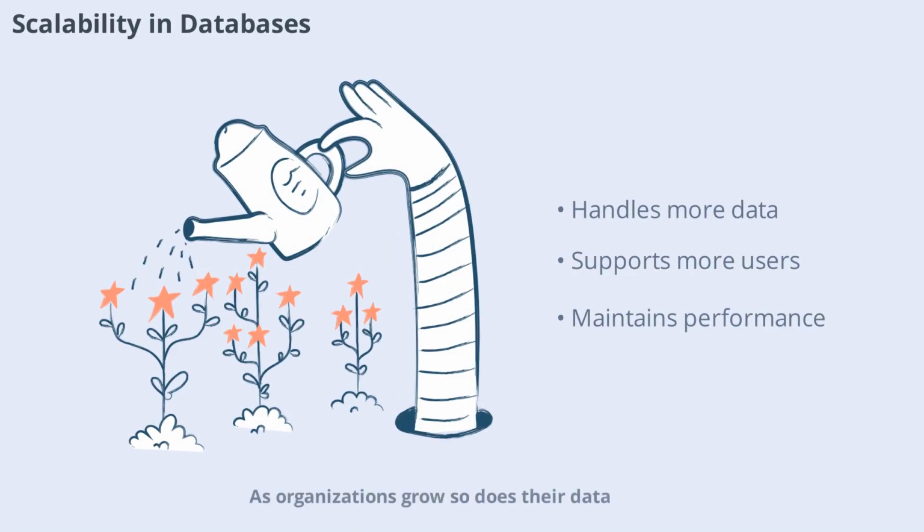As organizations grow, so does their data. Scalability refers to a database's ability to handle increasing amounts of data and users without slowing down. Modern databases are designed to scale up by adding more resources or scale out by distributing data across multiple servers. This ensures smooth performance even as demands increase.